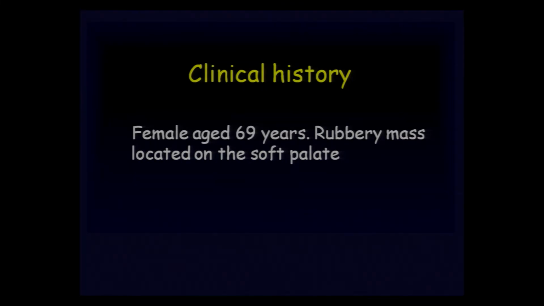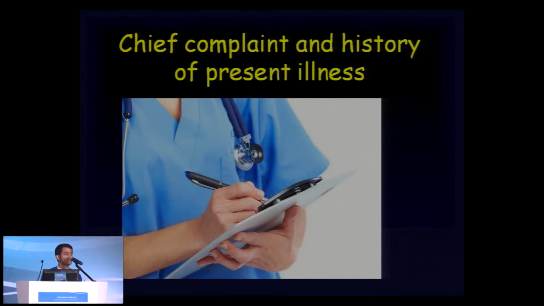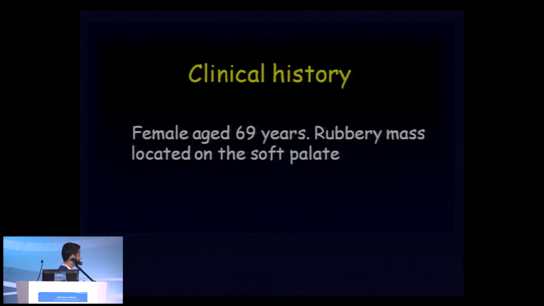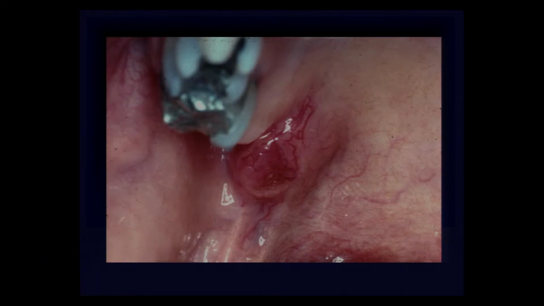Clinical history. Our patient, female, aged 69 years old, has a rubbery mass located in the soft palate. Chief complaint. Her main complaint was difficulty in swallowing, and the lesion started one year ago, and it's painless. This is the clinical picture of the lesion. It was located in the right side of the soft palate and exactly posterior to the maxillary tuberosity.